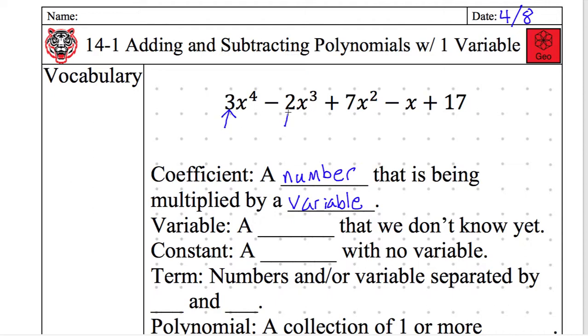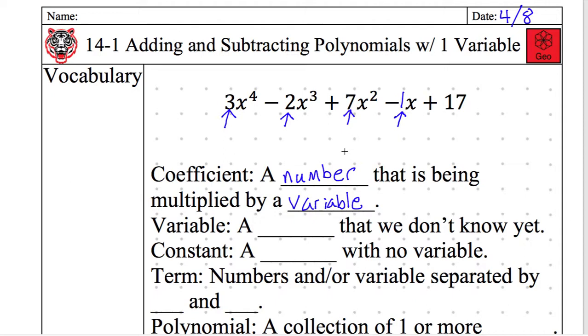It is a number that's being multiplied by a variable, which means this 3, that is a coefficient. This -2, notice how I'm saying -2, not just 2. -2, that is a coefficient. That 7 is a coefficient. This invisible 1 is a coefficient. Each of these 4 things are coefficients. This is not a coefficient. That is just a constant. So it has to be in front of a variable.